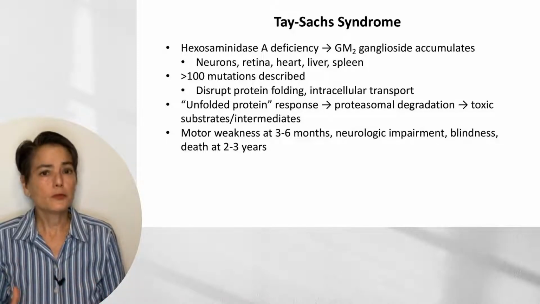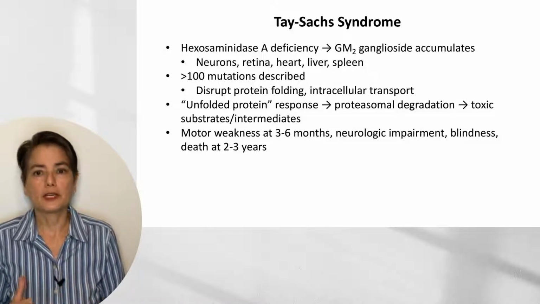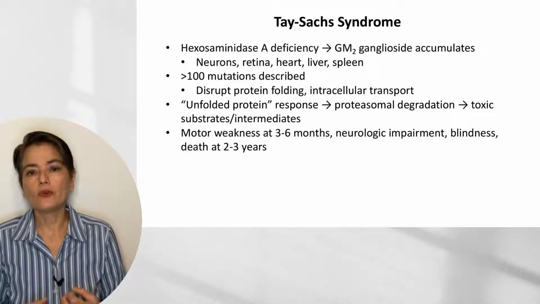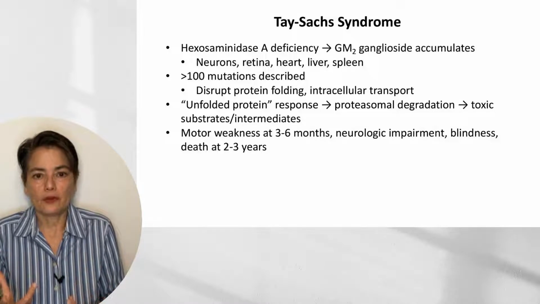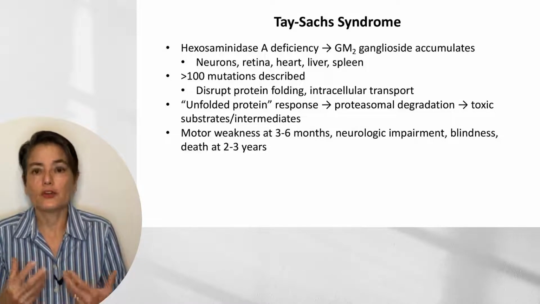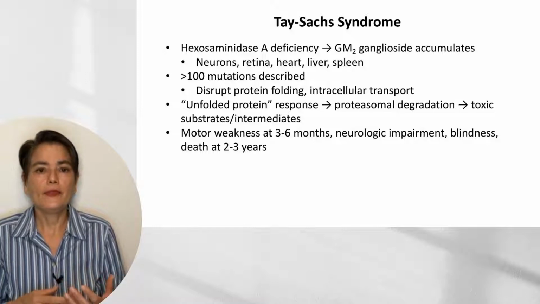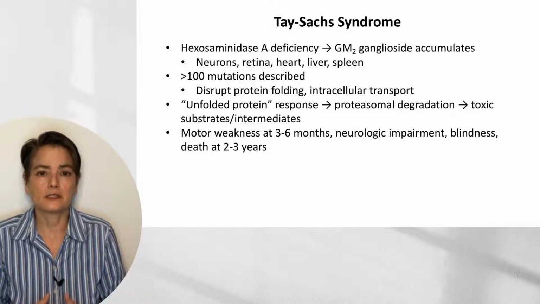Now, there are more than 100 mutations described, and they tend to disrupt protein folding or intracellular transport. And the consequence of this is we get the unfolded protein response. The cell looks around and says, wait, I've got all these unfolded proteins, they're not functional, they're accumulating, and this is going to cause proteasomal degradation. The products of this can be toxic substrates and intermediates, which will be damaging to the cell.